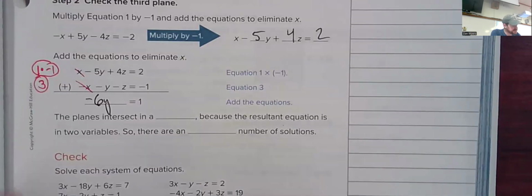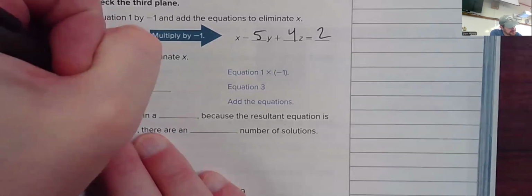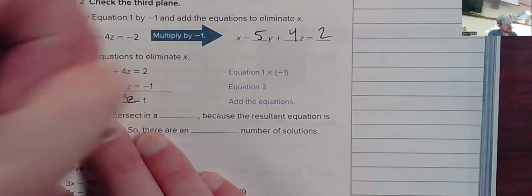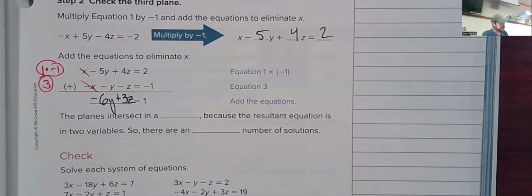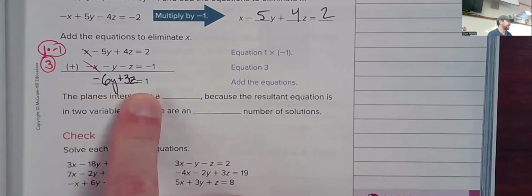And a 4z plus a negative z would be 4z minus z. Doesn't cancel out either, gives us 3z. So we get negative 6y plus 3z, which means not all three planes are identical, because if they were, this would end up being 0 equals 0 again, which it isn't.